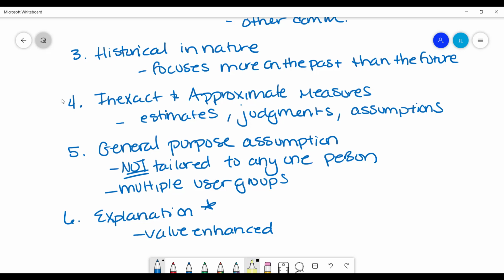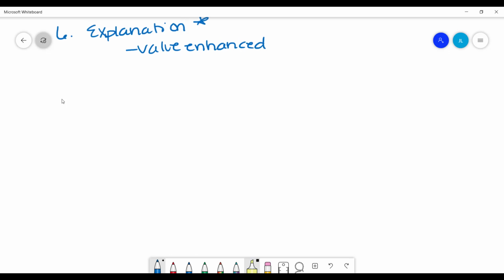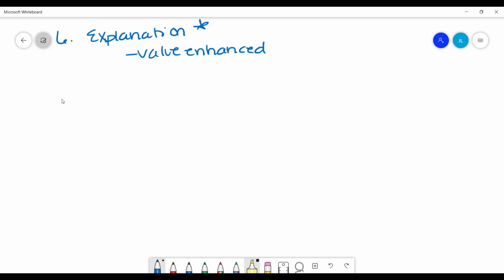So we've talked a lot about these external users, which is the focus of financial accounting, the class that we're in. But what about internal users? Who are they, right? What would be an example of an internal user?